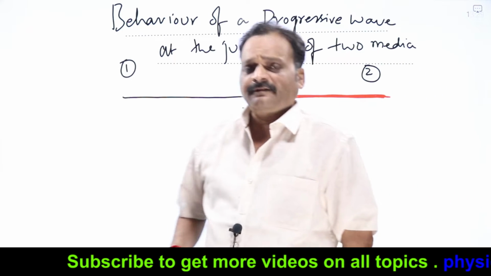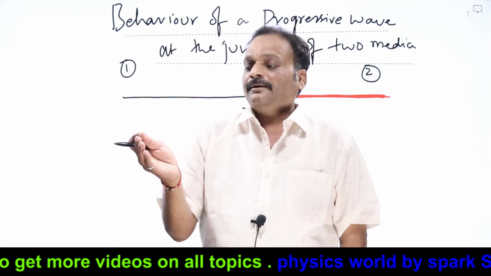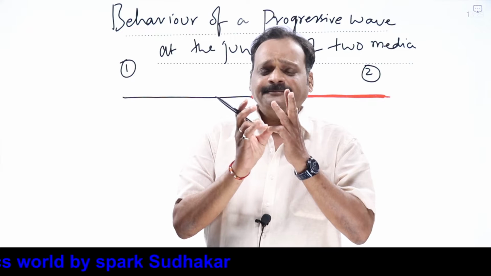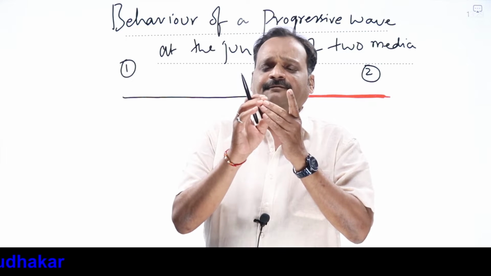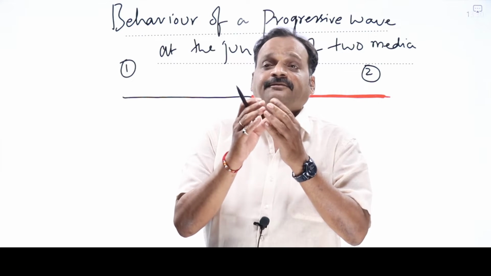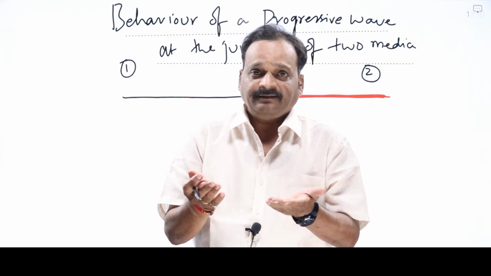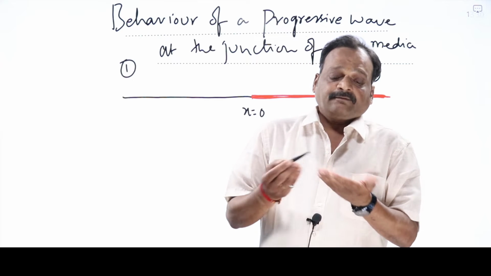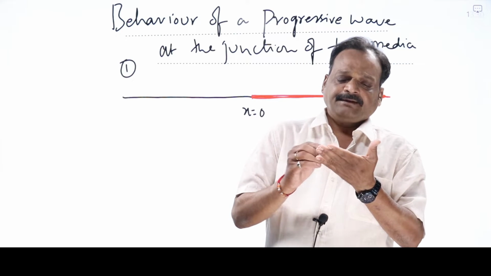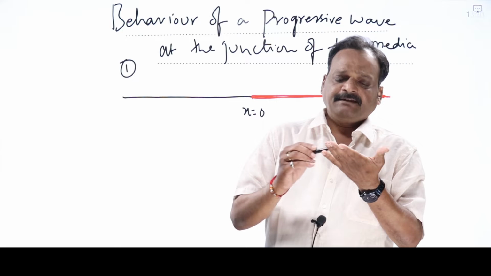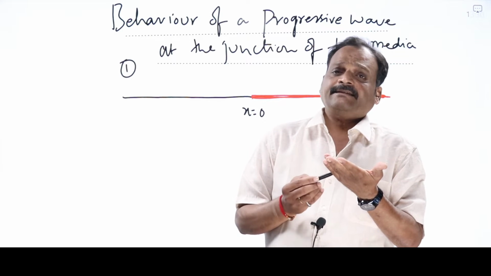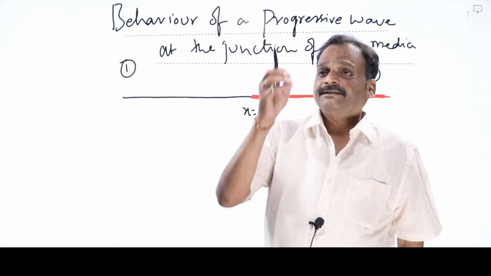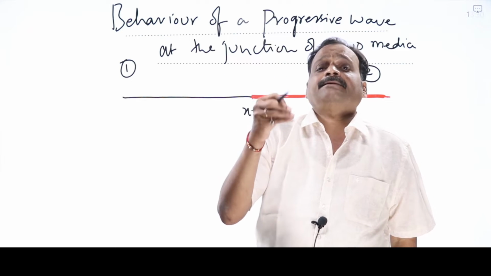Whenever any wave goes from one medium to another medium, what are the properties of a wave? A wave will have frequency, amplitude, wavelength, intensity, and velocity. Different waves travel with different velocities in different media. So the properties are wave frequency, amplitude, wavelength, velocity, intensity, etc. Whenever any wave goes from one medium to another medium, which of the properties will change? Which of the properties will not change?